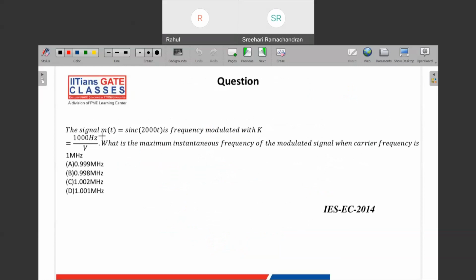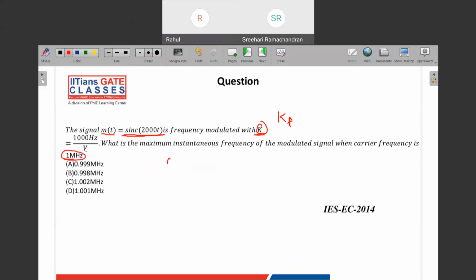Now let's see one question. We have been given a message mt which is equal to sinc 2000 pi t, and it is being frequency modulated with constant k. This k is actually the kf that we discussed in the last slide, and it is equal to 1000 hertz per volt. So you see in this case k is in hertz, not in radians. What is the maximum instantaneous frequency of the modulated signal when the carrier frequency is 1 megahertz?